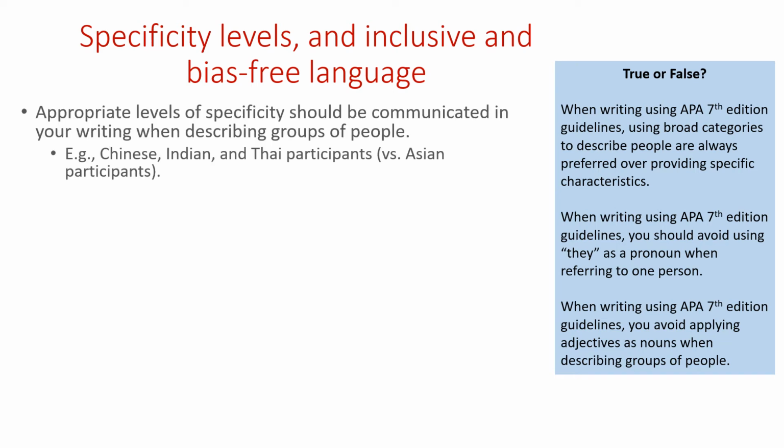Okay, what do we mean by specificity? So when you're describing groups of people, you should try and be as appropriately specific as you can be. For example, it could be that you are sampling a group of participants, and maybe in the past we might have just described the whole lot of them as just being Asian participants. These days we might be more specific if that's appropriate, and say our participants were Chinese, Indian and Thai, for example. The idea is that Asian is unnecessarily generic.